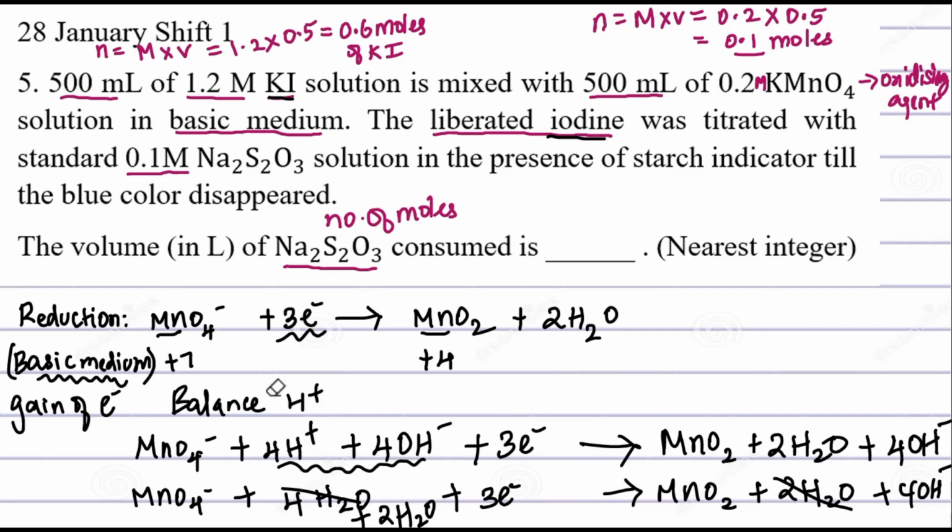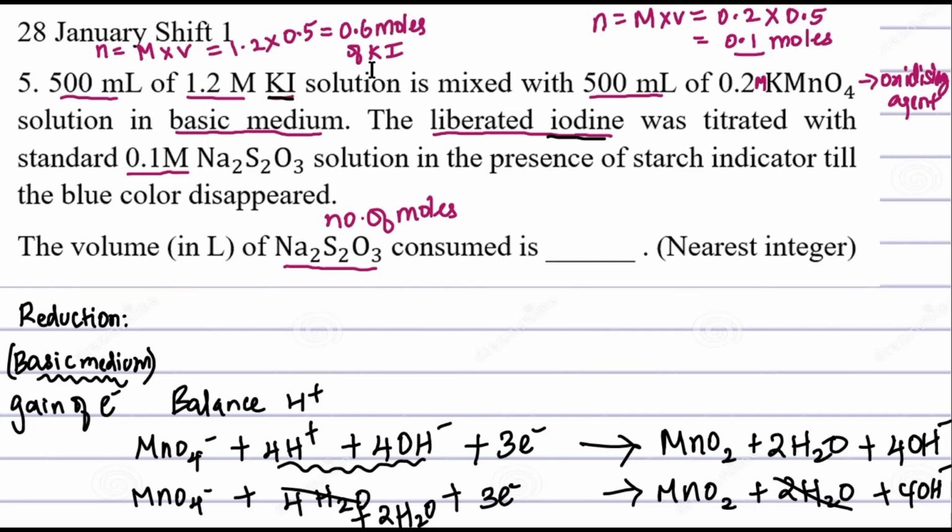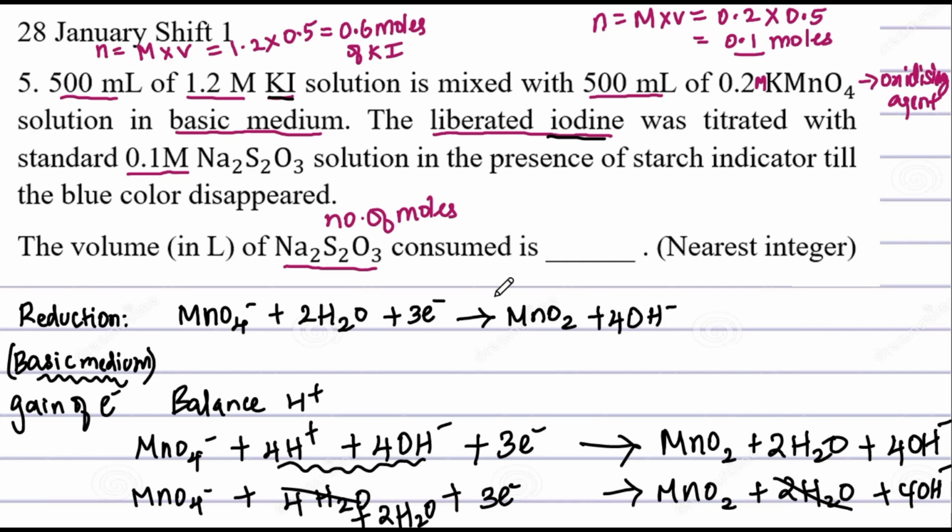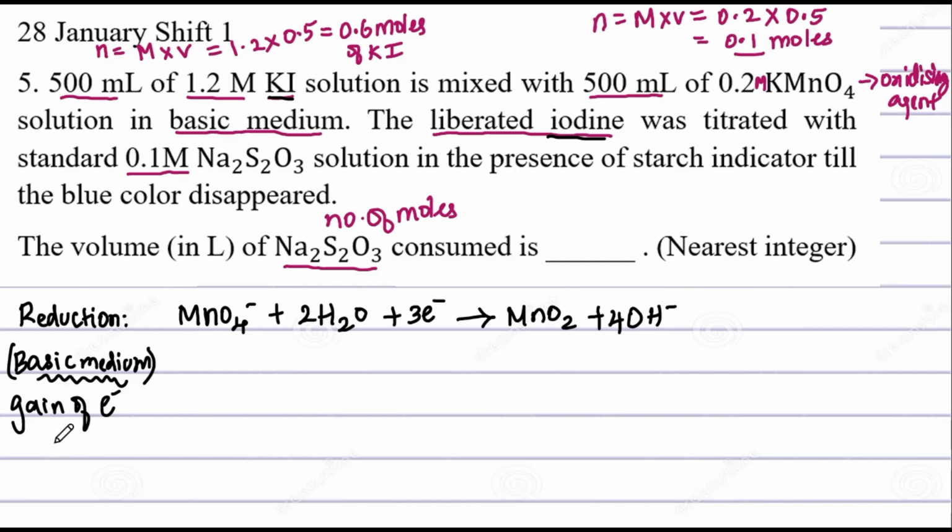So let us write the last equation alone. MnO4 minus plus 2H2O plus 3 electrons gives MnO2 plus 4OH minus. Let me erase the remaining. Now let us see the oxidation half reaction.